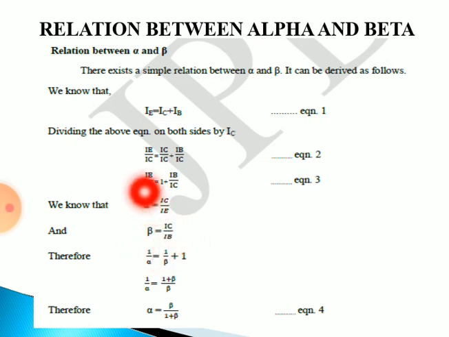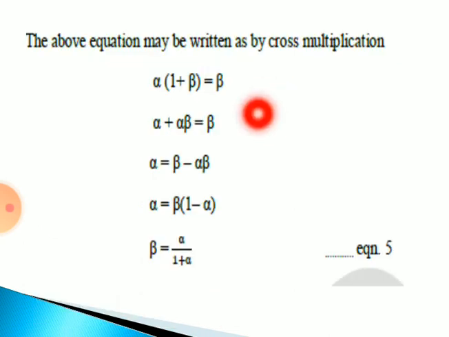Now here IE by IC is equal to what? 1 by alpha, and IB by IC is equal to 1 by beta, plus 1. Take the LCM. So this will be 1 by alpha is equal to 1 plus beta by beta. In this way alpha will be what? Take the reciprocal of this. So it will be beta by 1 plus beta. When you cross multiply it, you will get it in this form. Alpha into 1 plus beta is equal to beta. So multiply this alpha in this bracket. So alpha into 1 is alpha plus alpha into beta is alpha beta is equal to beta.